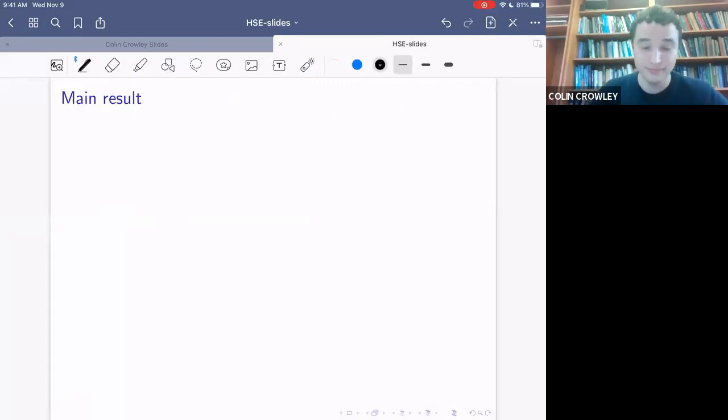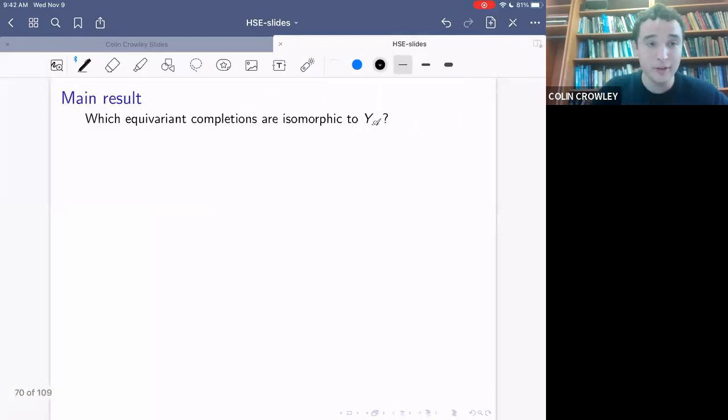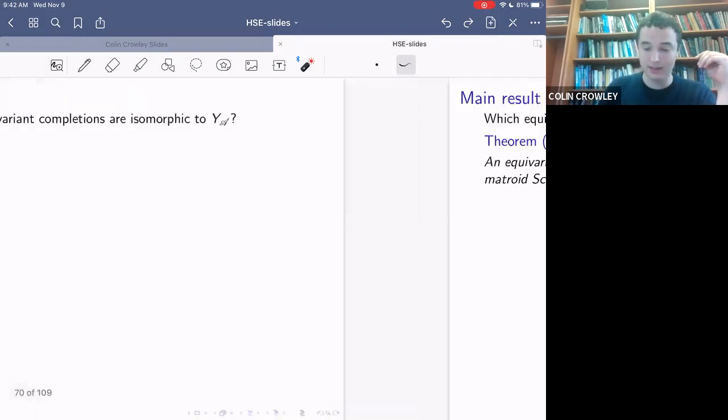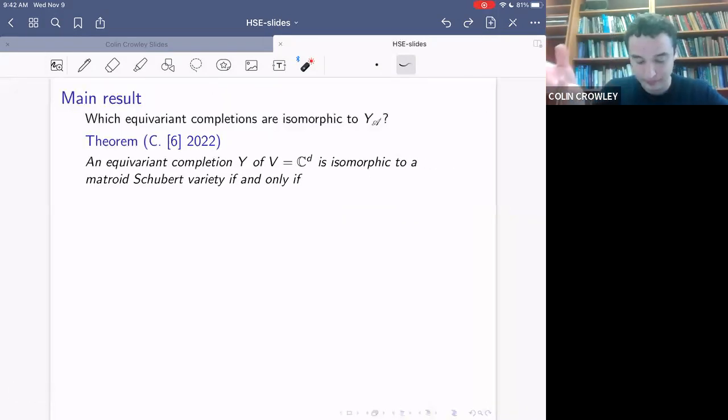So this is the main result. And again, let me remind you of the question. There's this very interesting class of equivariant completions, these Y_A, Matroid Schubert varieties. And we're very interested in knowing how broad is this class, right? Given any equivariant completion, can you tell whether or not it arose in this way? And this is the theorem. So here it is. An equivariant completion of Y_A is isomorphic to a Matroid Schubert variety, is one of these Y's, if and only if a few conditions are met.